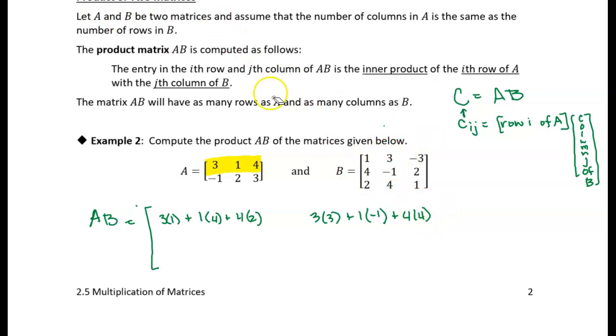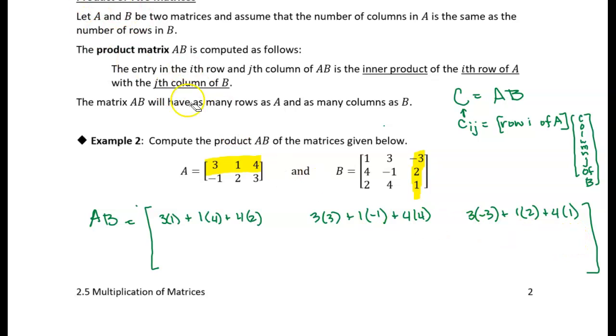It's kind of a process. So now I'm going to do first row, third column. I'm going to come up with the element in the first row, third column of my product. So what am I going to get? I'm going to take 3 times negative 3 plus 1 times 2, right? And then 4 times 1. Okay, so now I've got my first row complete of my product.